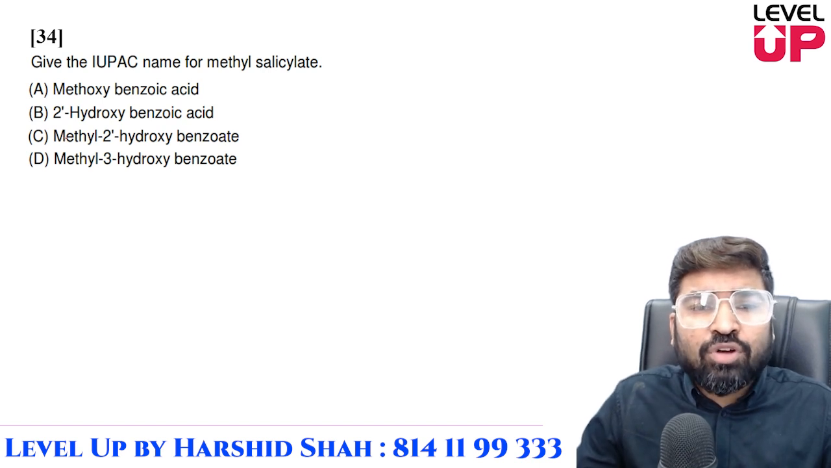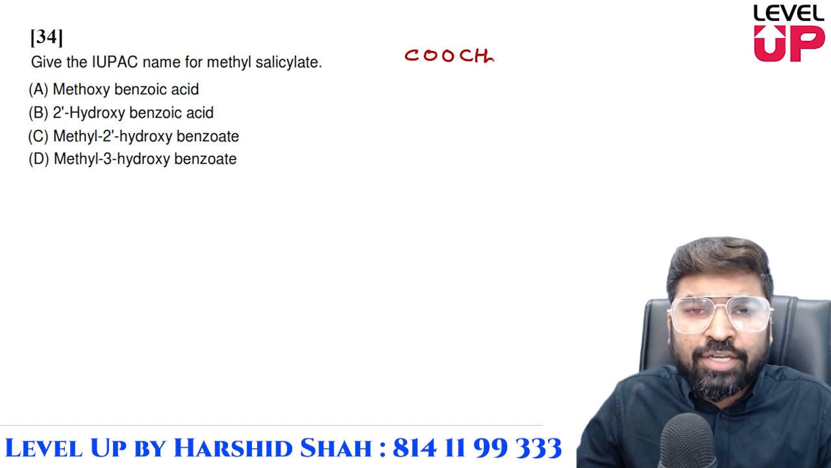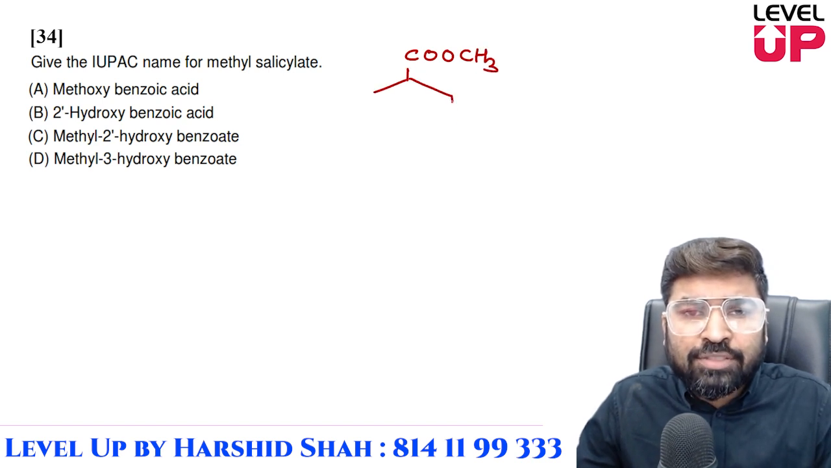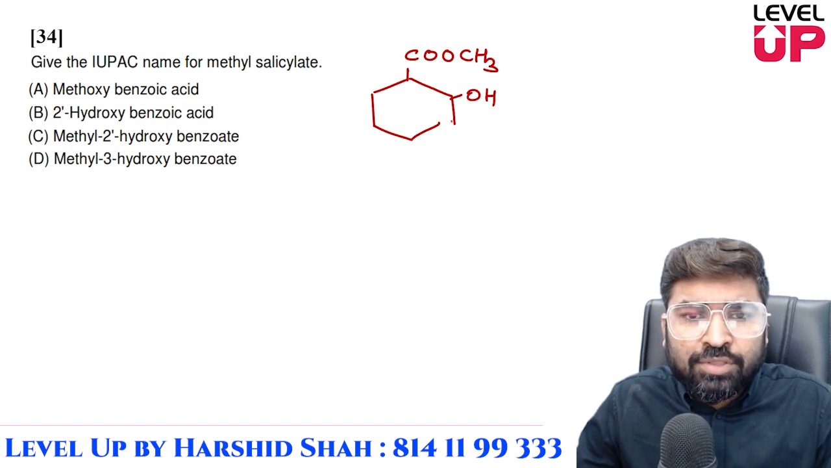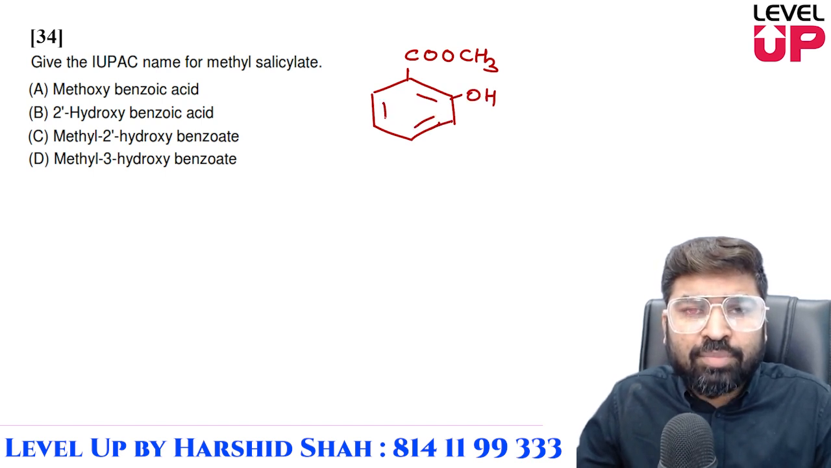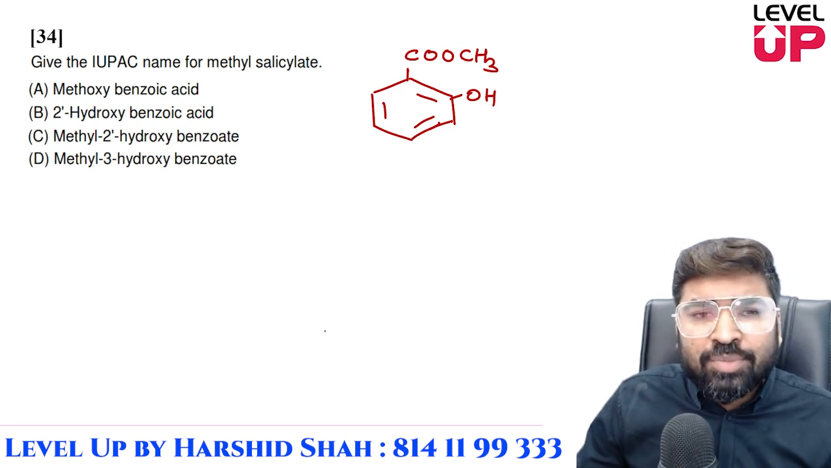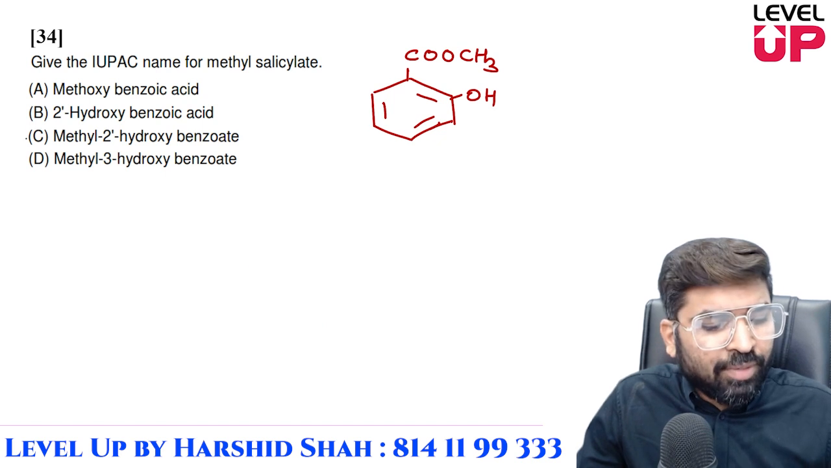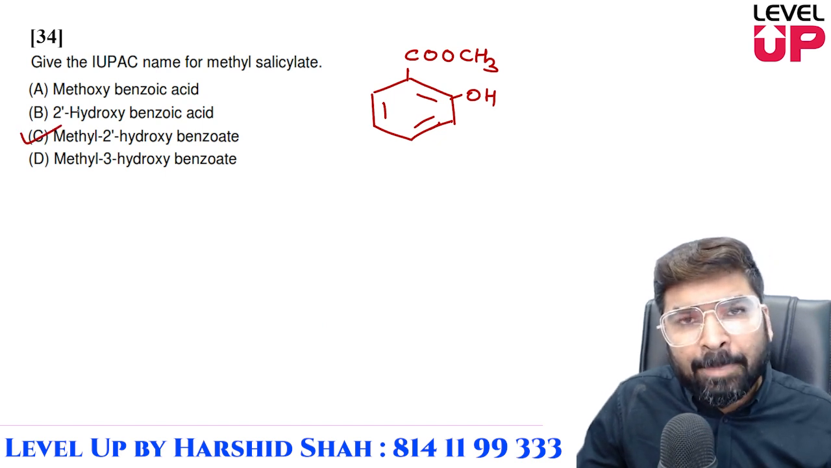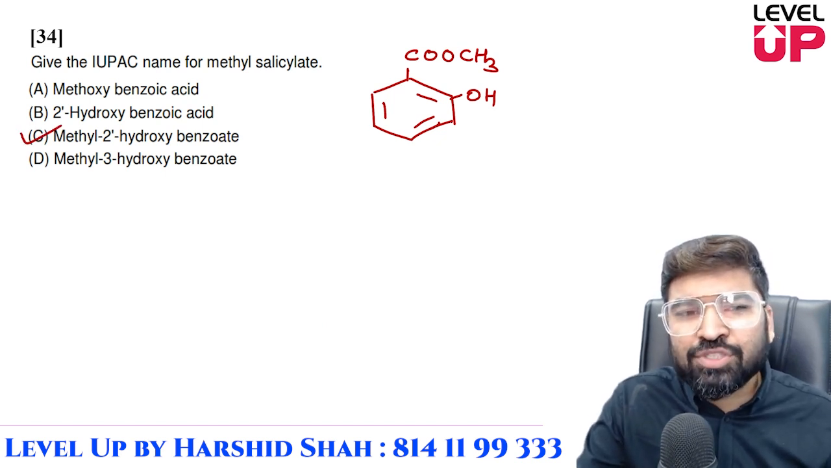Give the IUPAC name for methyl salicylate. So methyl salicylate COOCH3, and the hydroxy group is there in the ortho position, right? So this is the compound. इसका आपको IUPAC name बताना है. Methoxybenzoic acid, 2-hydroxybenzoic acid, methyl 2-hydroxybenzoate. Yes, that is true. Ortho position पे hydroxy group है. Methyl benzoate, second position contains hydroxy.